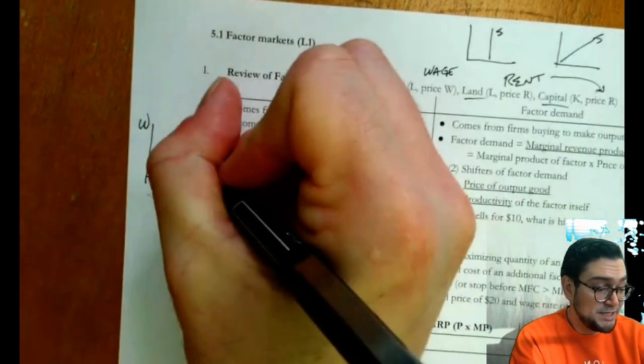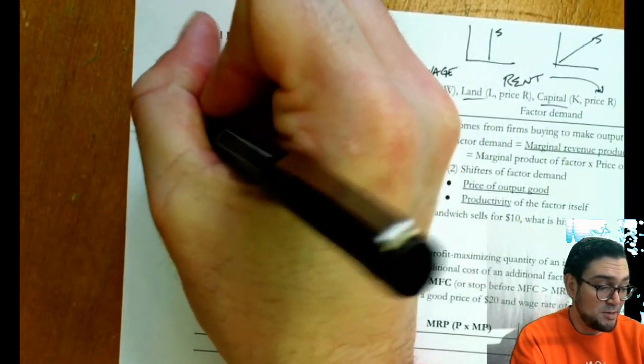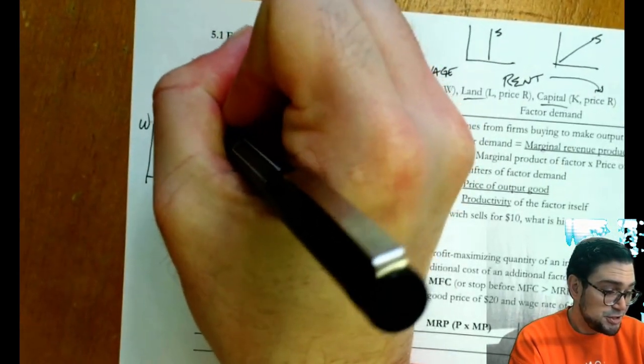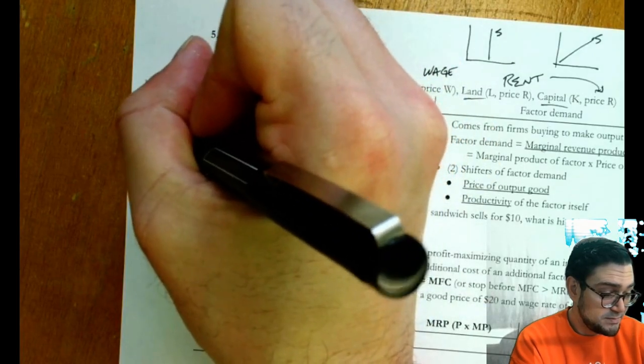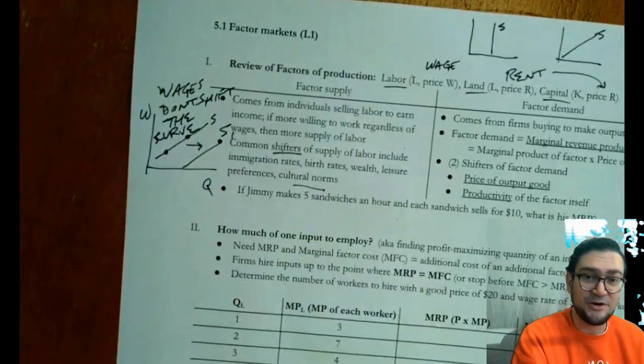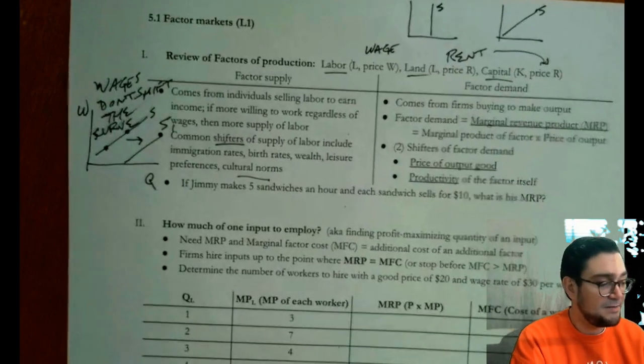But a change in wages would just move you to a different point on the curve. So we can say wages don't shift. Whoa, this is the first thing I'm writing today, and you can see wages don't shift the curve. It's not really working out very well. Wages don't shift the curve.